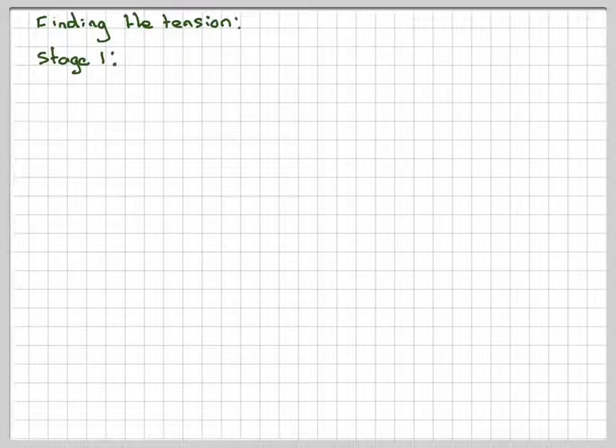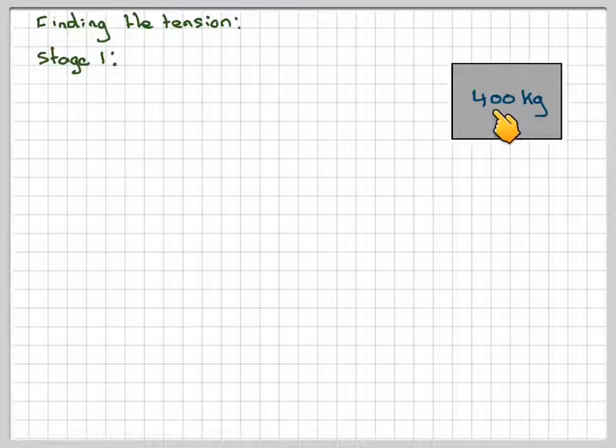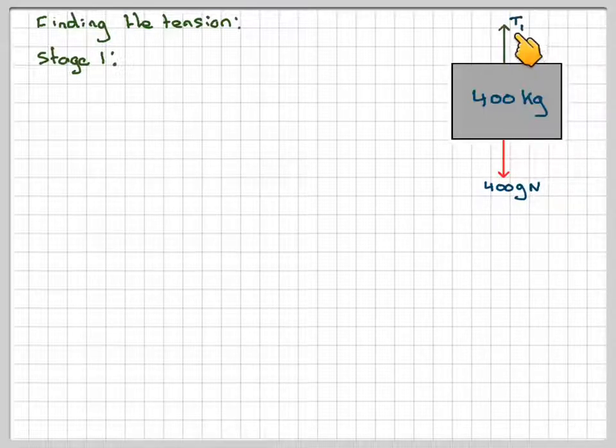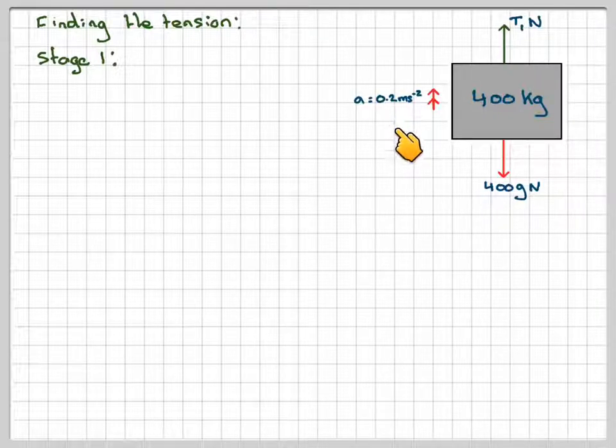Right, so finding now the tension, there are 3 stages. So stage 1, you need to draw a diagram. So it's a 400 kilogram mass. We've got a weight of 400g newtons acting downwards, and a tension T1, standing for stage 1, and we've got an acceleration of 0.2 meters per second squared. And we'll take positive as upwards.